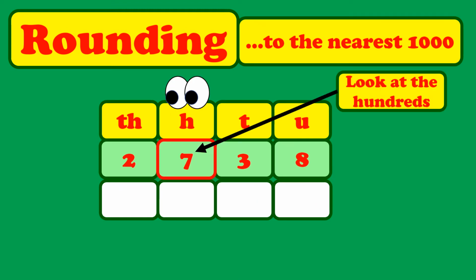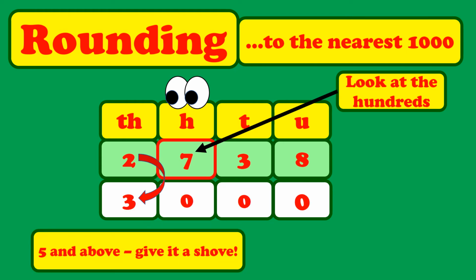And then if we round the same number to the nearest 1,000, this time we look the column to the right of the thousands, which is the hundreds. And as this is 7, which is above 5 or above, we give the 2 a shove. It becomes a 3, and the rest of the spaces are filled up with zeros. So 2,738, the nearest 1,000 is 3,000.